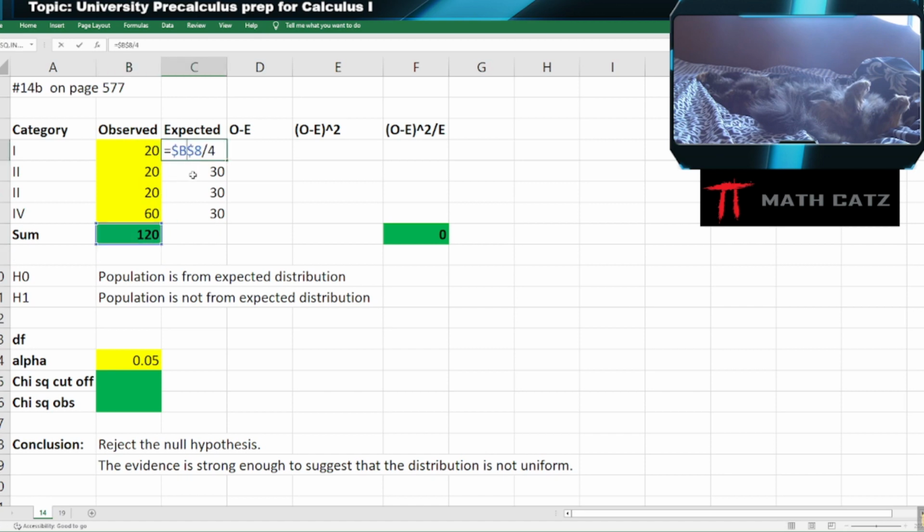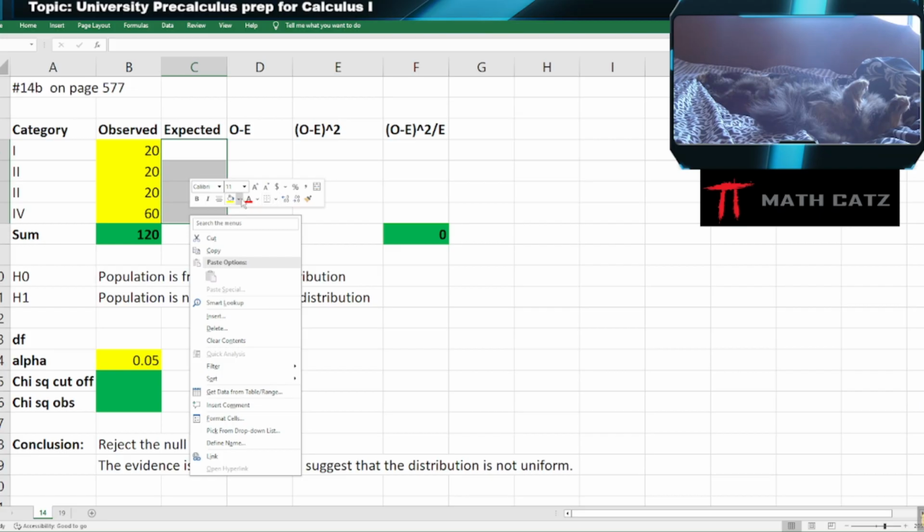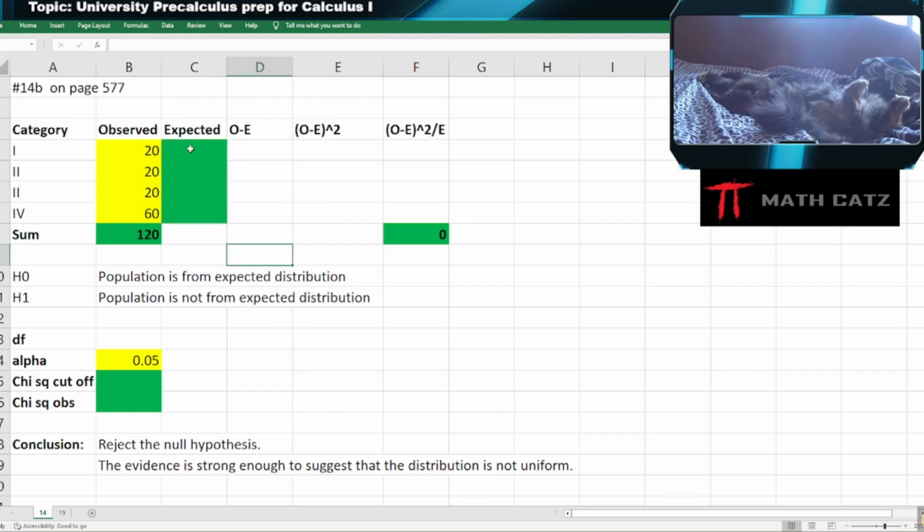The expected cell here, let's redo this. I want to calculate, let's make it green actually, because it's a calculation. Not a major one, but still. I expect the same number of scores in every category. So I expect the sum total divided by 4 in this case. I expect 30 in every category.